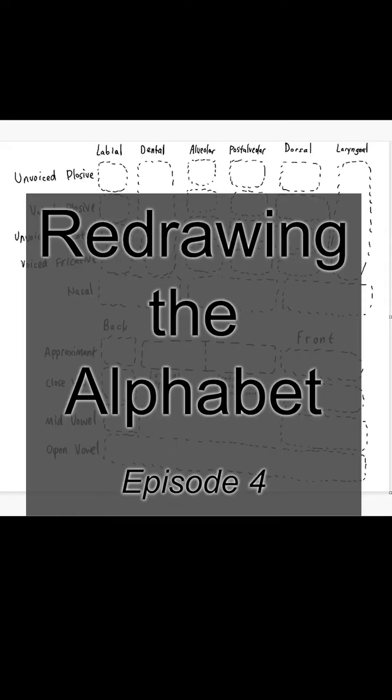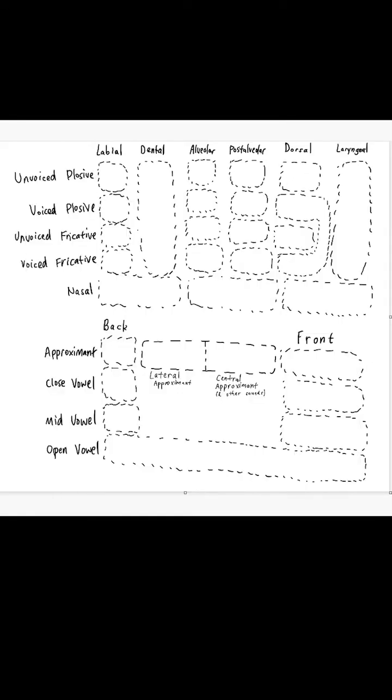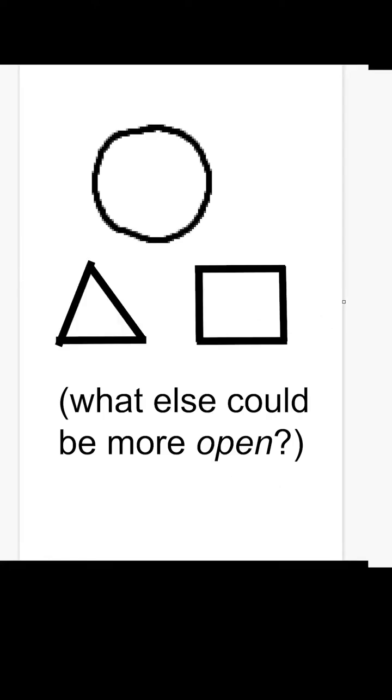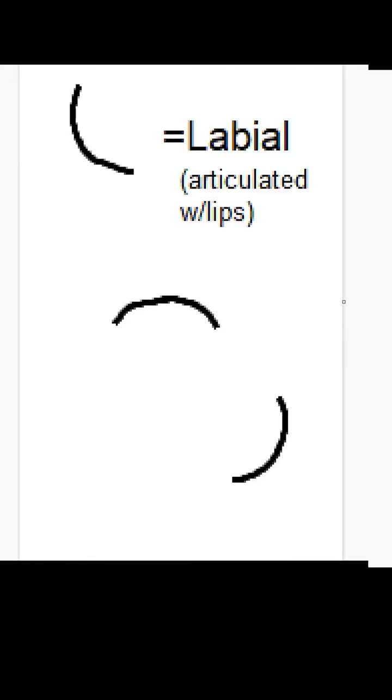Redrawing the Alphabet, Episode 4, and it's finally time to start redrawing letters, and I'm going to start off by representing the open vowel with a circle, or triangle, or square, if you're going for a different aesthetic. Furthermore, we can split up this circle into different parts to represent different places of articulation. If our arc or angle, whatever, is pointing to the left, it's going to represent labial sounds. Explanations are popping up on screen right now.